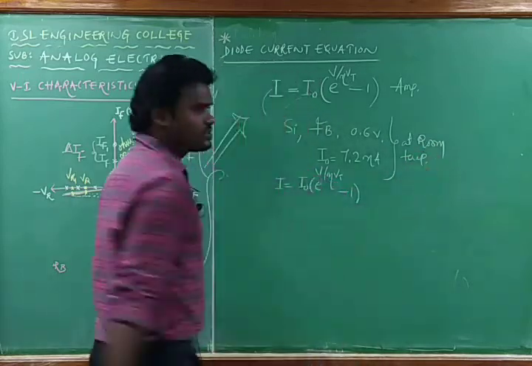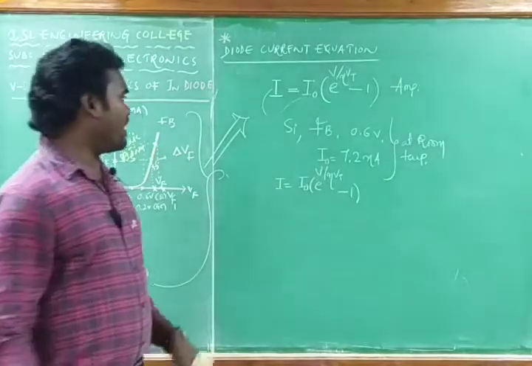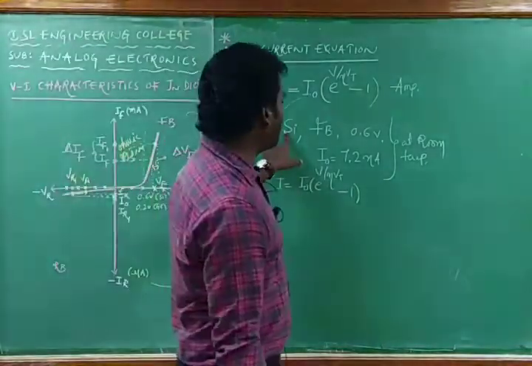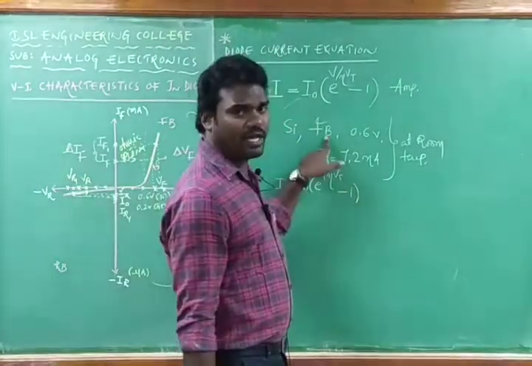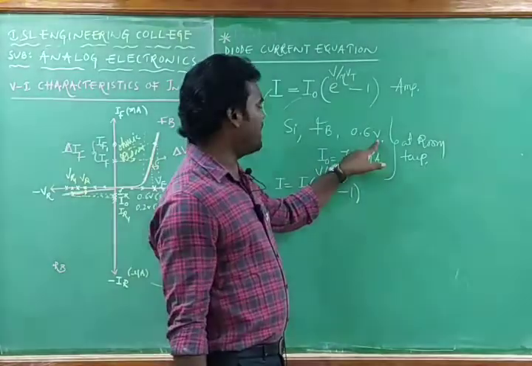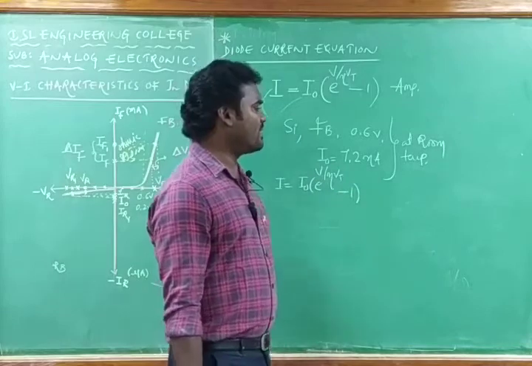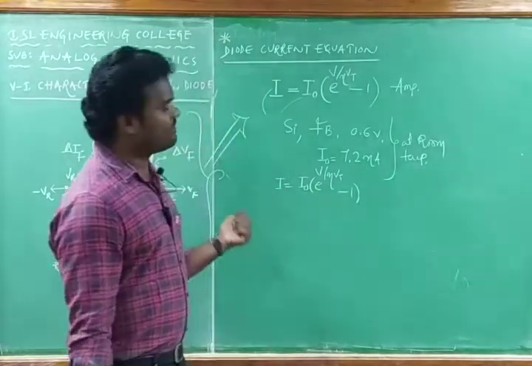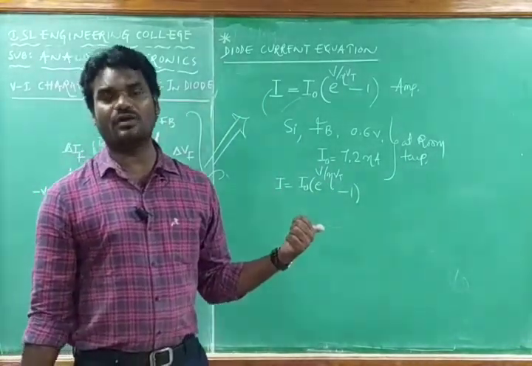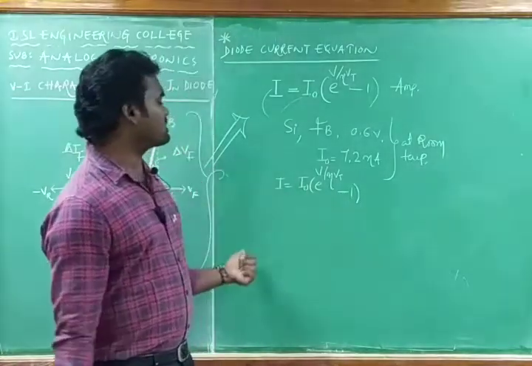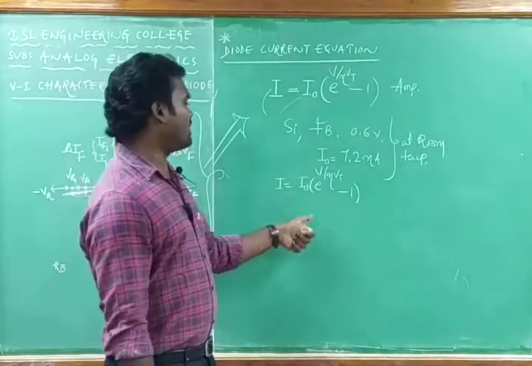I am going through the question again, everyone has to listen. The silicon PN junction diode is connected in forward bias with a voltage of 0.6 volts, with a reverse saturation current of 7.2 nanoamperes at room temperature. What will be the current through the PN junction diode? That is the question.